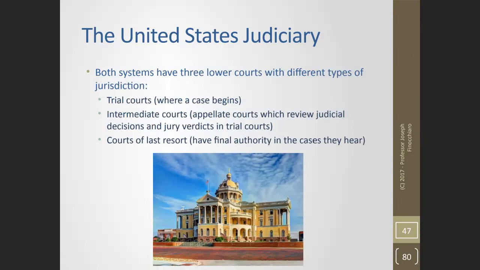Both systems, state and federal, have three levels of courts with different types of jurisdiction. Trial courts, where a case begins. Intermediate courts, appellate courts, which review judicial decisions and jury verdicts from the trial courts. And courts of last resort, typically Supreme Courts, that have final authority in the cases they hear.